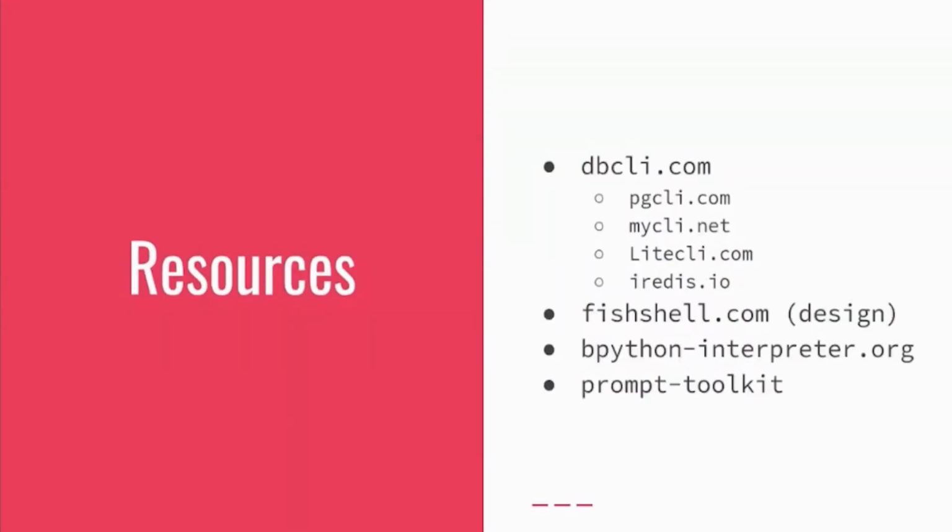So the resources that I covered today are dbcli, which is the GitHub organization, and that has multiple clients inside of it. We have pgcli, mycli, litecli for SQLite, and there's even a Redis client called iredis. I talked about Fish Shell, which has a fantastic design philosophy document, which I take inspiration from quite a bit, that you should check out. And I mentioned bpython, which is my favorite Python REPL that I use on a daily basis. And I also talked about Prompt Toolkit, which is a library that allows us to build these rich command line applications with auto-completion and auto-suggestion and so forth.